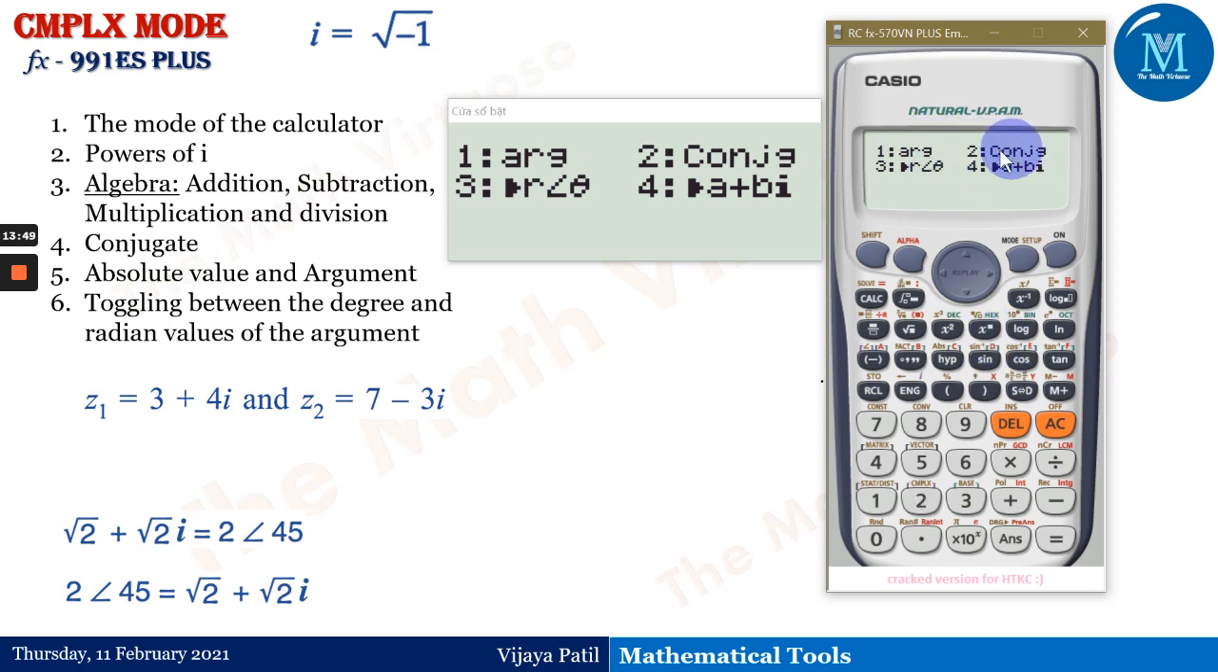So this is argument, conjugate, the answer in polar coordinates, the answer in Cartesian coordinates, and so on. Just explore this entire calculator, the mode of the complex numbers.